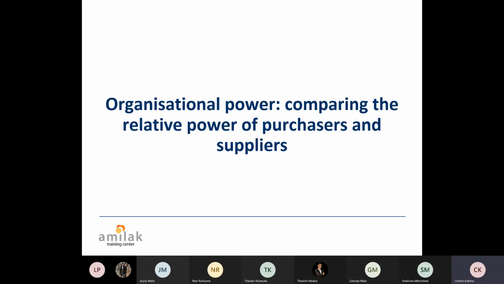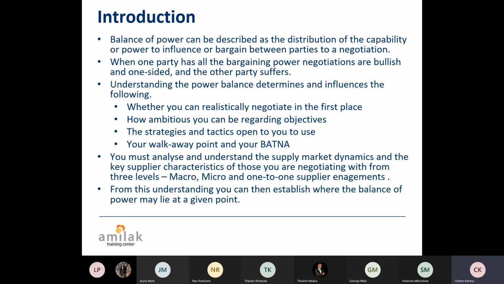Let's compare the relative power of purchasers and suppliers. Balance of power can be described as a distribution of the capability or power to influence or bargain between parties in a negotiation. So if you have the distribution of this power weighing more on one side, the side on which the power is weighing more has got the bigger balance of power.